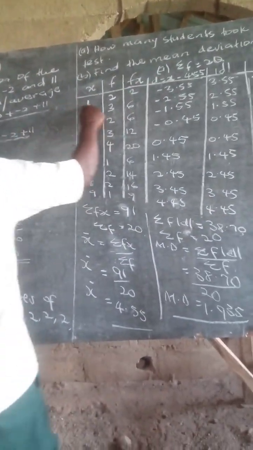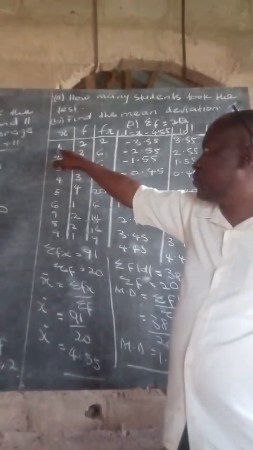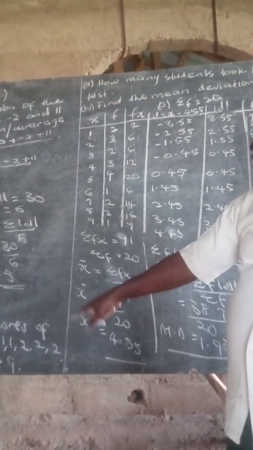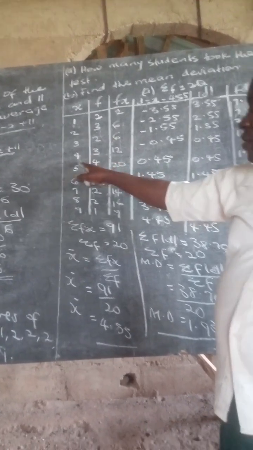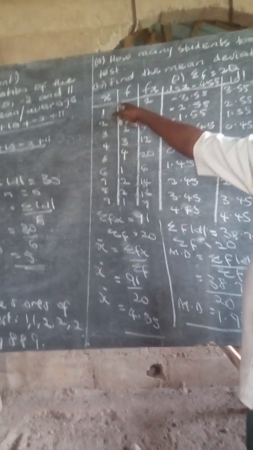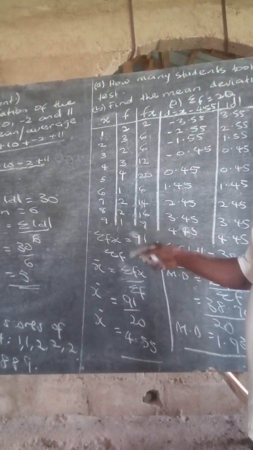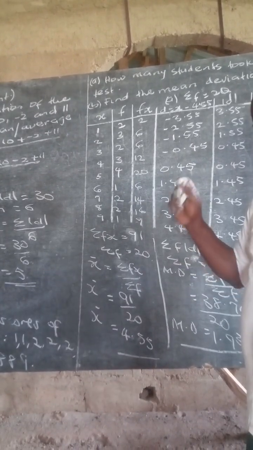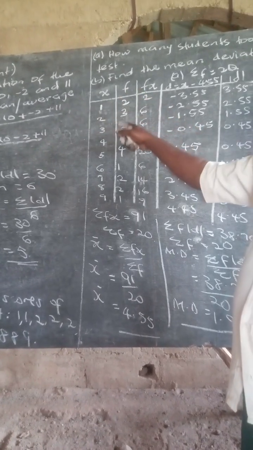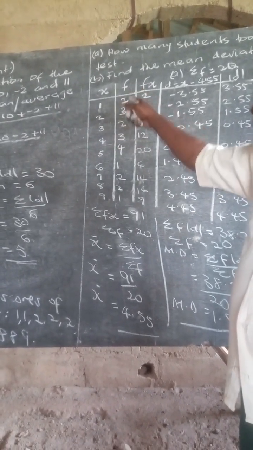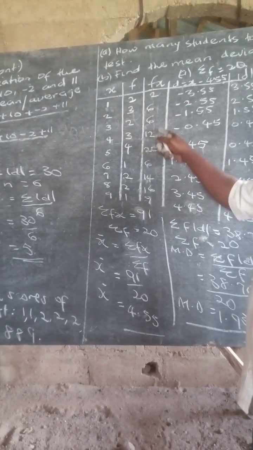How many times can you find 1 there? 2. That is 2 people scored 1. 3 people scored 2. 2 people scored 3. 3 people scored 4. This is the X, F, score and frequency. Of course, to calculate mean deviation, you start with the mean. To find the mean in a frequency table, you find Fx. This is our Fx.